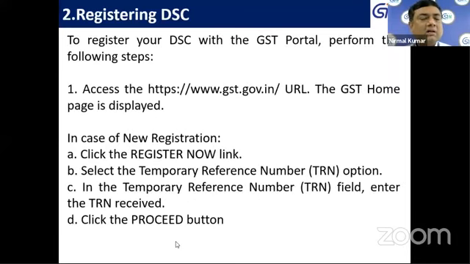In order to register the DSC, the digital signature certificate, at the GST portal, you have to perform the following steps. You have to go to the new registration, select the temporary reference number. Once you give the temporary reference number, you have to enter the TRN and then click on the proceed button.